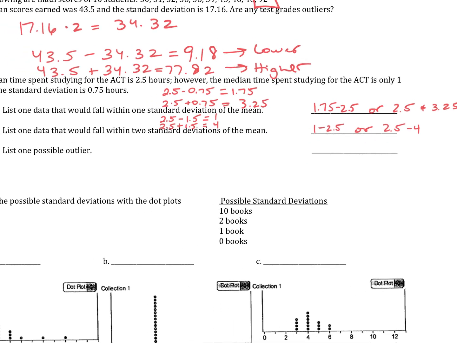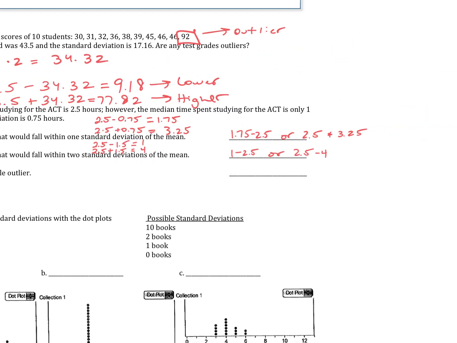Now it asks to name a possible outlier. So remember, my outliers fall outside of those 2 standard deviations. So if 1 is the lowest I could go without being an outlier, I'm talking about any number either less than 1 or any number greater than 4. So you could have said half an hour, or you could have said 5 hours. Those would be considered outliers.